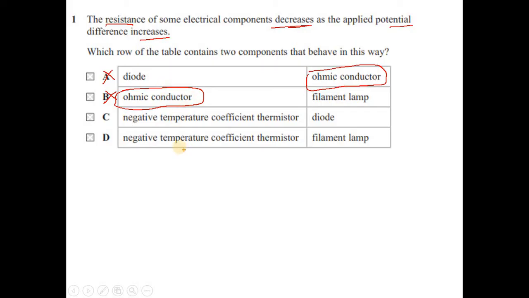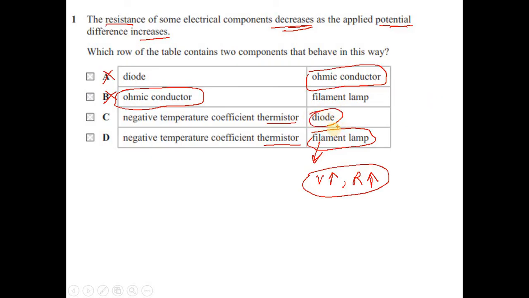So the first column gives you a negative temperature coefficient thermistor. Yes, if you increase the voltage, then resistance decreases because the amount of current increases. So from the first column we cannot select C and D, but if you see D, what is happening here? It is a filament lamp. If you increase the voltage of a filament lamp, then resistance also increases. But they are saying the component behaves in the way that resistance decreases with an increase in potential difference. So of course this is the diode.